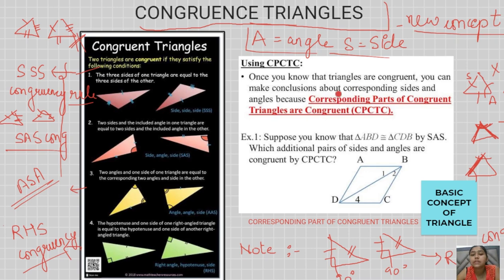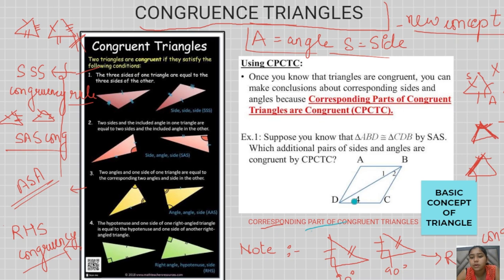Then we'll start with the CPCT. So what is the CPCT? Suppose two triangles are congruent to each other. For example, this is the example. Basically, CPCT stands for corresponding parts of congruent triangles. This is the corresponding part of the congruent triangle, the CPCT.